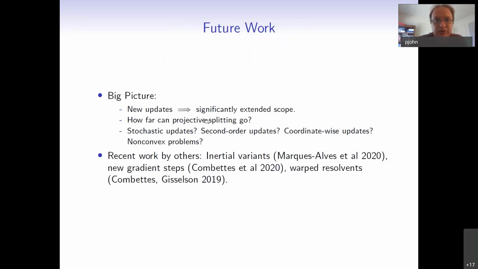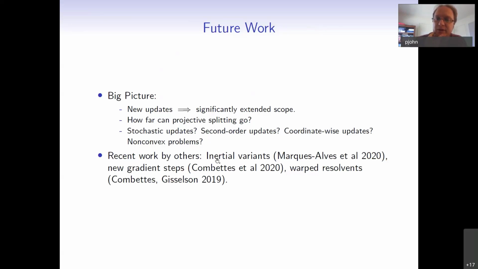And other things that we can do in the future: we've figured out a way to put forward steps into the method. Actually, I don't think I've called it forward. I usually call it gradient steps, but sometimes we call gradient steps forward steps. It's usually used interchangeably. So we figured out how to put gradients into the method, but we don't know what else you can do with projective splitting. So it might be possible to do stochastic versions, higher order versions. We really have no idea how much you can extend the method. We don't know how it performs on non-convex problems. So yeah, there's a lot of open problems to look into there.